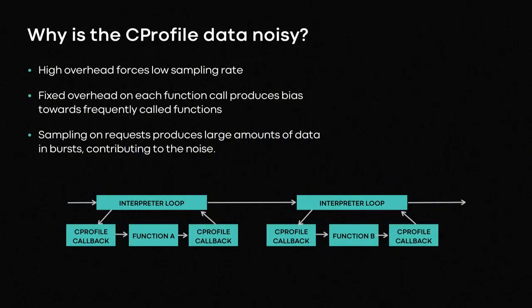But why was the data noisy? The answer partly lies in cProfile's methodology and also partly in our sampling methodology. cProfile works by registering a callback that the CPython runtime executes before and after every function call. This obviously is very, very expensive, so we need to maintain a very low sampling rate to avoid taking a hit on perf. And sampling infrequently on requests produces large amounts of data in very short bursts, which adds to the noise that you saw before.